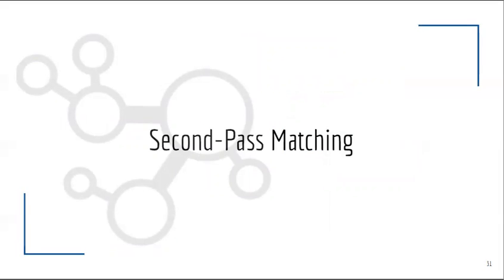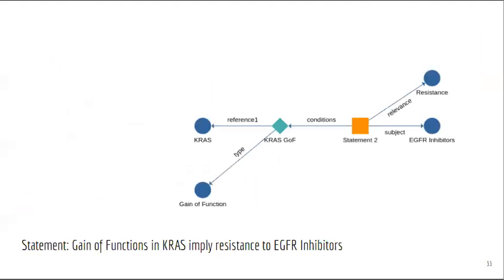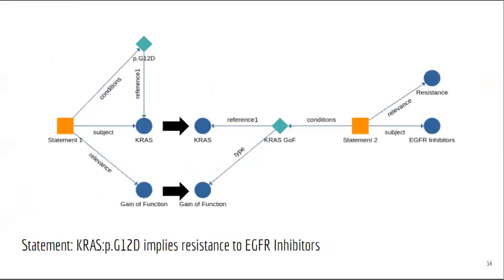The final feature of matching I want to talk about today is what we've dubbed second pass matching. So imagine we have a statement which says that KRAS G12D variant is a gain of function for the gene KRAS. And we have another statement which says that gain of functions in KRAS imply resistance to EGFR inhibitors. Logically, we can see that we should be able to infer that KRAS G12D results in resistance to EGFR inhibitors.